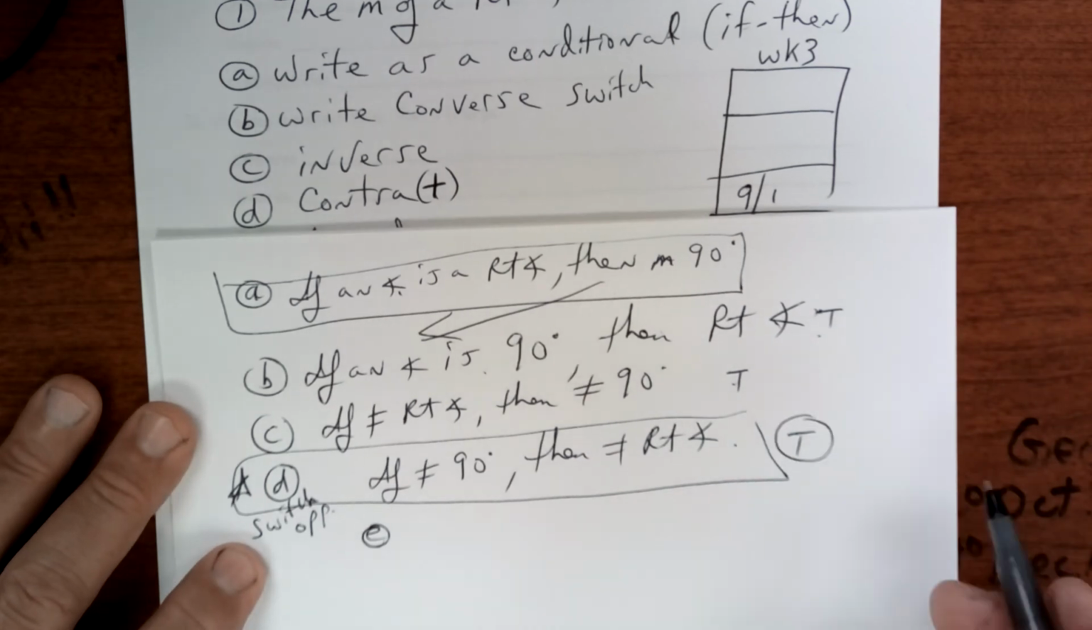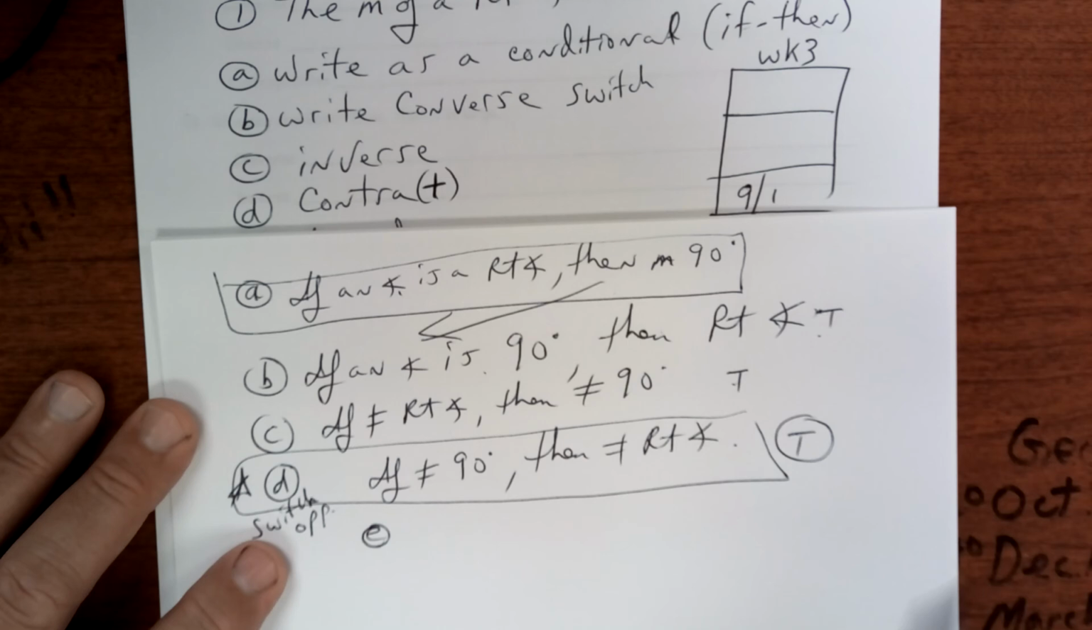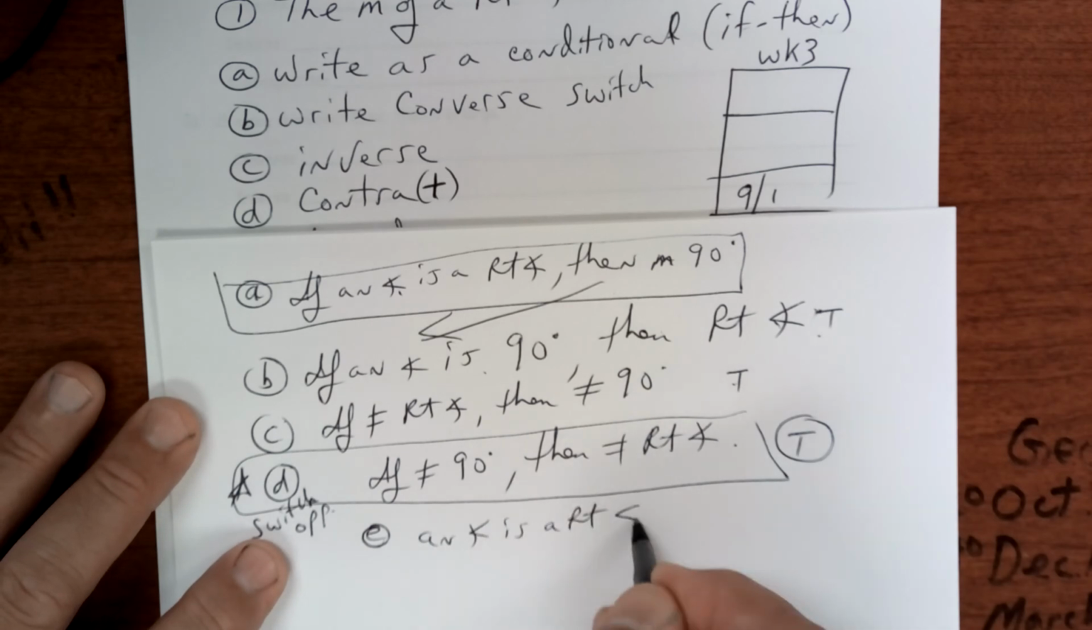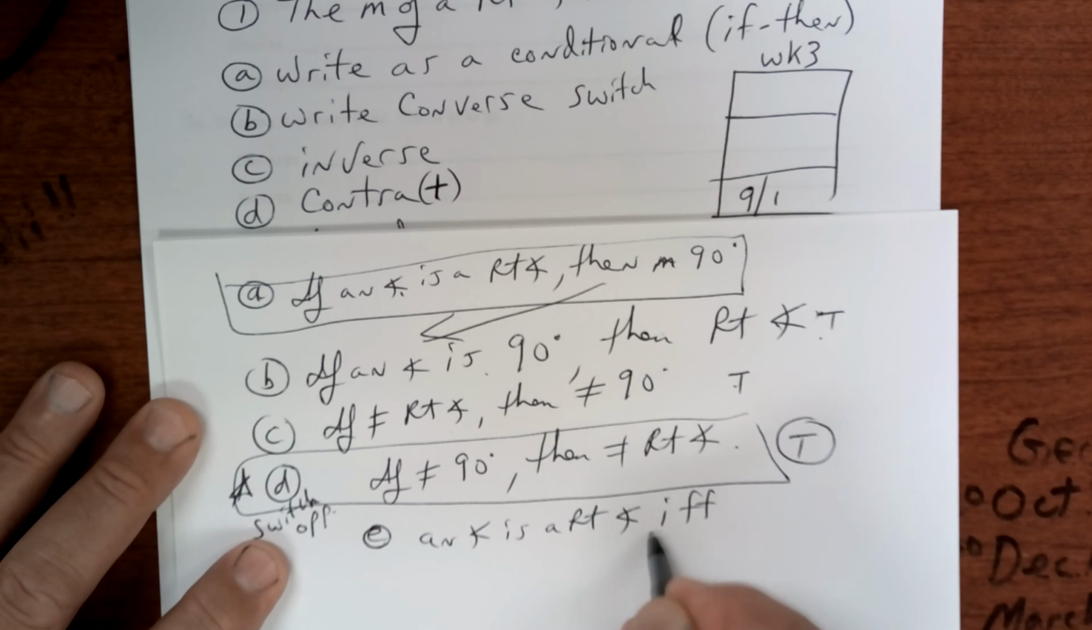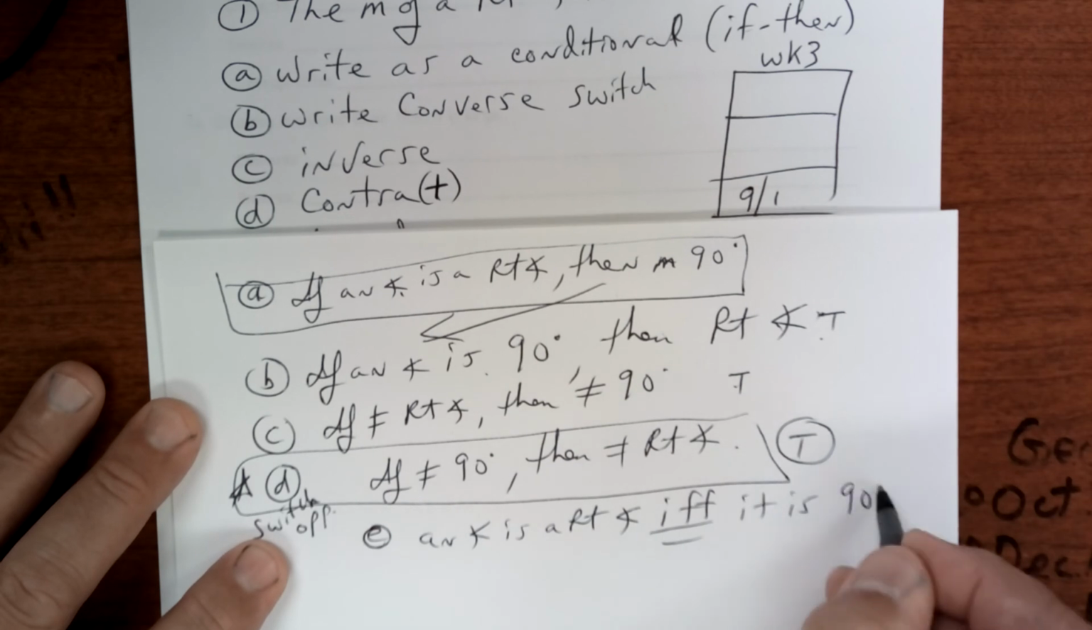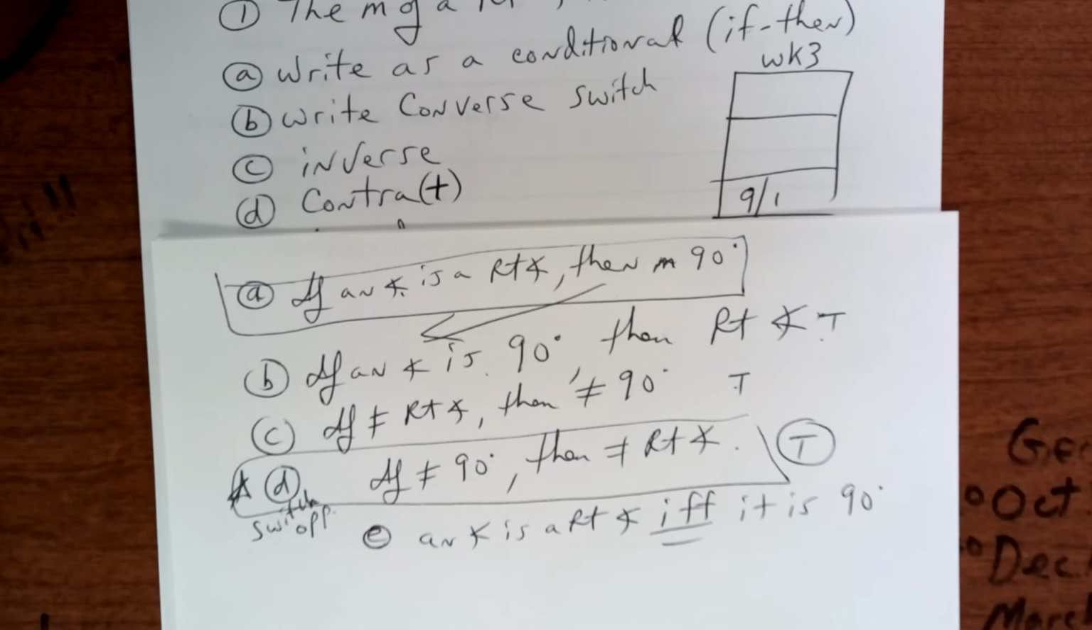So you're going to say, an angle is a right angle if and only if it is 90 degrees. That's a very good example there, and that gives you all of the ones that you need to know. Okay?